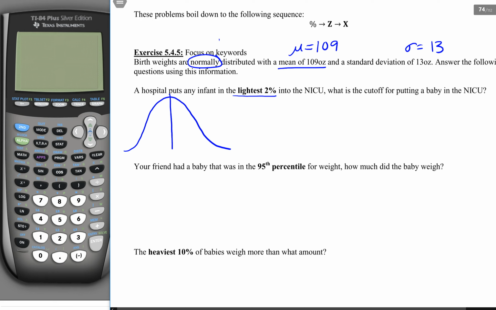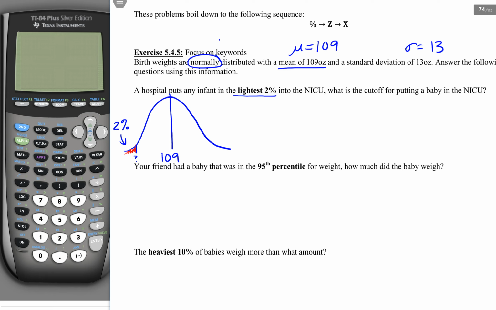We know birth weights follow a normal distribution, so we got our curve. We know the mean of this normal distribution is 109, and we are interested in the lightest 2%. So we're going to start shading until we think we've shaded about 2% of the curve, so not very much of the curve at all. So this is my 2%. And we are looking to figure out what that observation is, what that baby weight is. Before we do any math, we already know that that weight has to be something less than 109. So we're a lot further ahead than we would have been without doing this drawing.